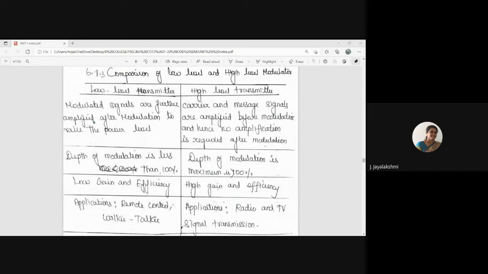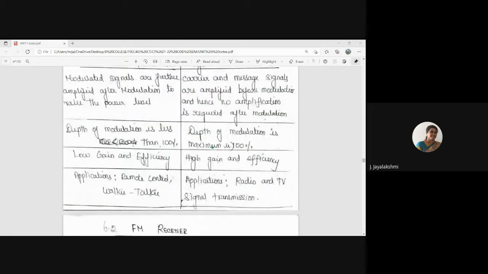In the low-level transmitter, modulated signals are further amplified after modulation to raise the power level. So at the output, before feeding it to the antenna, you have to amplify once again. Whereas in the high-level transmitter, the message signal and the carrier are sufficiently amplified before the modulation. So after modulation, there is no need to amplify the signal once again. Coming to the depth of modulation, it is less than 100% modulation depth here, whereas here it is going to have a maximum modulation of 100%. The modulation index will be 1 here, whereas in this case it will be less than 1.